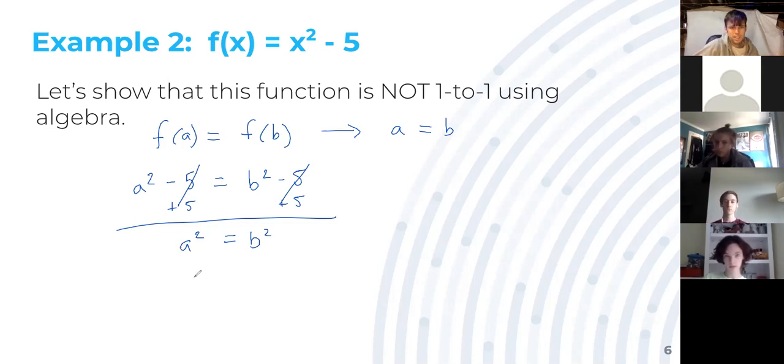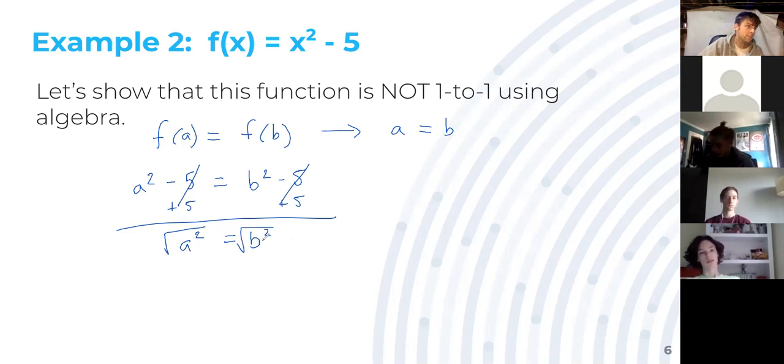Squaring is a particular operation that causes issues with this, because if I put in a negative or a positive, I might get the same thing. And whenever we're solving an equation using square roots, we have to remember that we get a principal root, which is positive, but we also get a negative root. So when I try to show that a equals b by taking the square root here, I actually get positive or negative a is equal to positive or negative b.